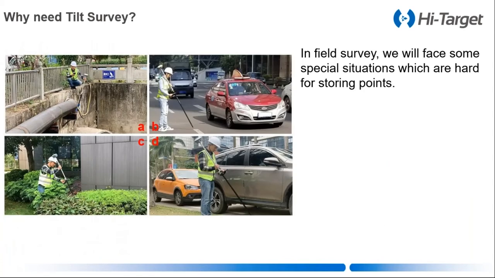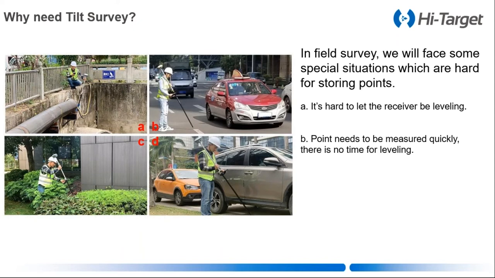So in what kind of situation do we need a tilt survey? For example, picture A: that point is very hard to collect and it's hard to let the receiver be level. The tilt survey will make it easier. Picture B: that situation needs you to get that point very fast because there are so many cars, there is no time for leveling.